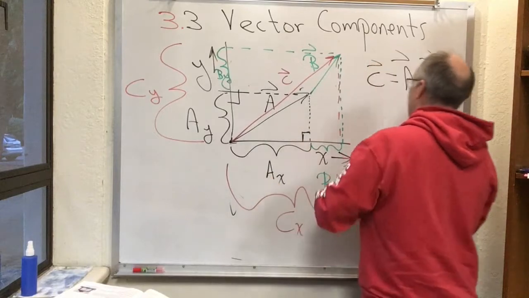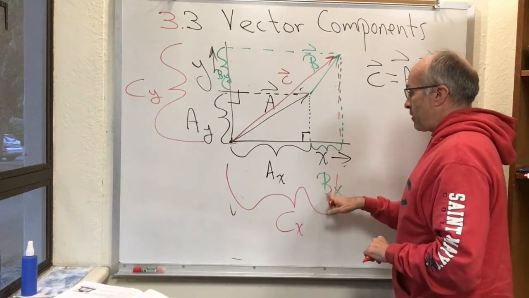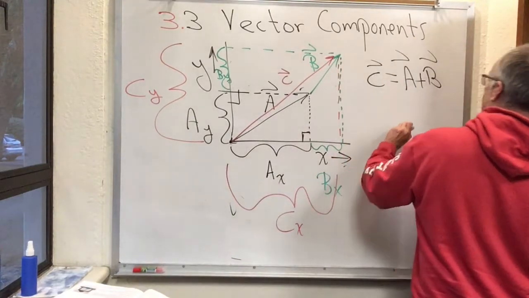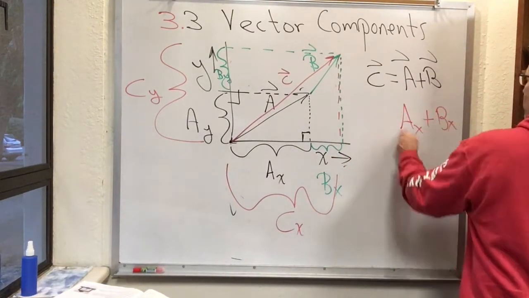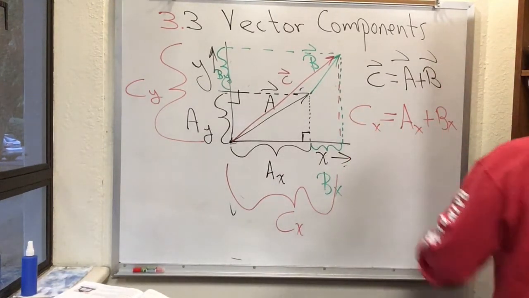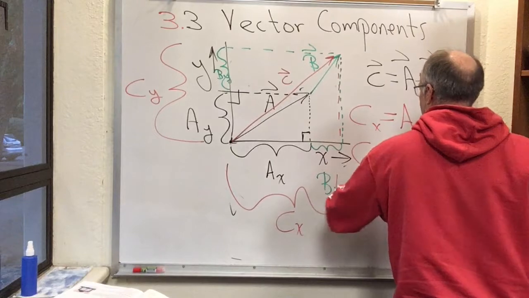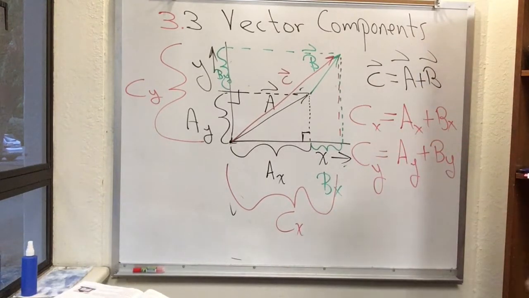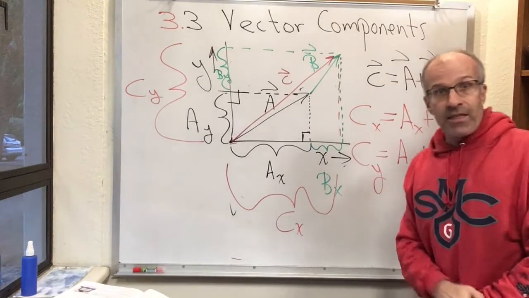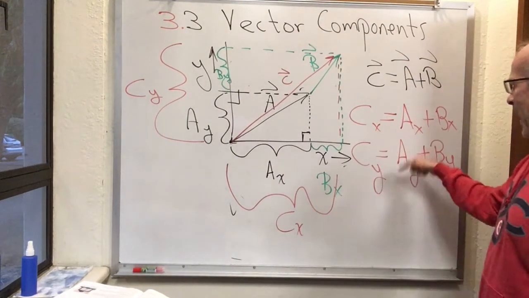Okay? So that means that all these new quantities that we've introduced, A sub x, B sub x, C sub x, A sub y, B sub y, C sub y, obey this: A sub x plus B sub x, the shadow of A plus the shadow of B on the x-axis, is the shadow of C on the x-axis. And the shadow of A on the y-axis plus the shadow of B on the y-axis is the shadow of C on the y-axis. So we've just learned from the rule for vector addition and the definition of a vector's components that the components add like that.